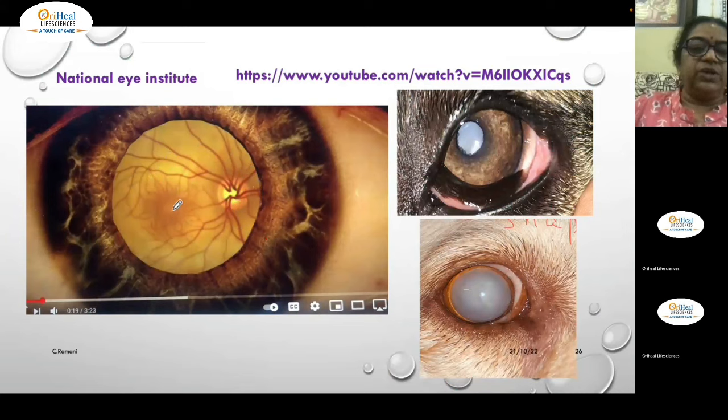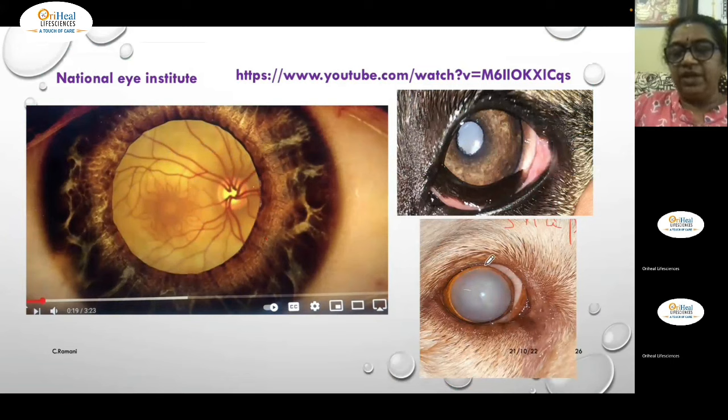In animals, you do not have this macular region. Instead, you have an area centralis. The area centralis is the region where the cone population is less. So you have maximum rods in that area in dogs. The lens is behind the iris. In front of it is called the anterior chamber, and this is the posterior chamber. So the lens is behind the iris, in the posterior chamber.